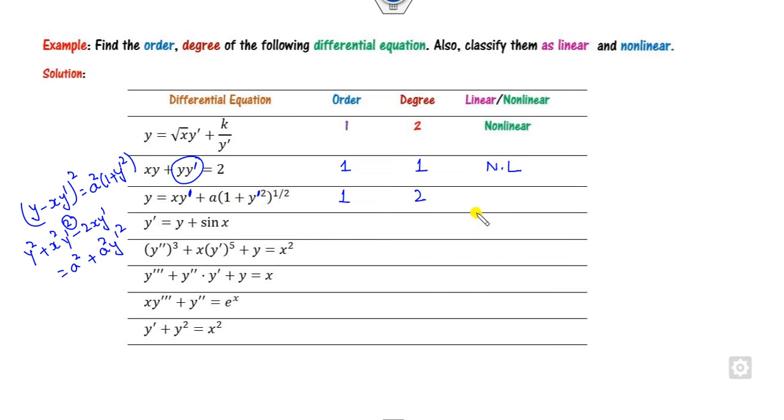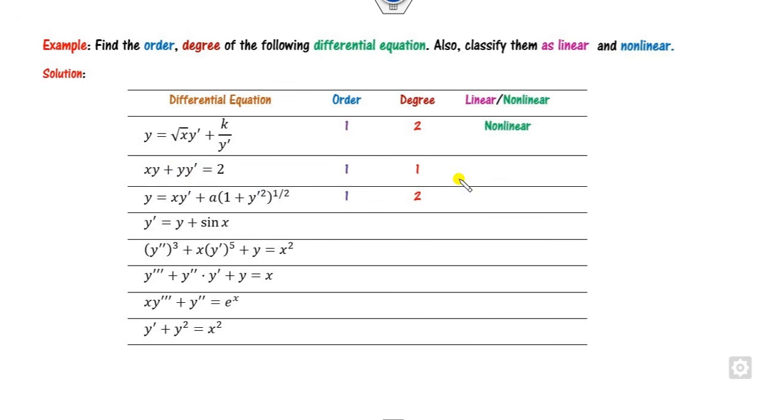Is it linear or non-linear? Clearly it's a non-linear. Why? Because of the involvement of the y square. Y square can be written as y into y. It is a non-linear. Similarly, if you look at these, both are my non-linears. What is the highest degree? It is 1, so it is a linear.